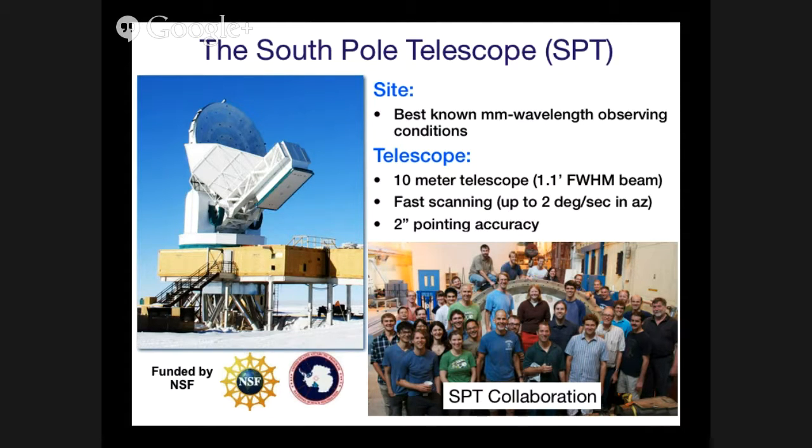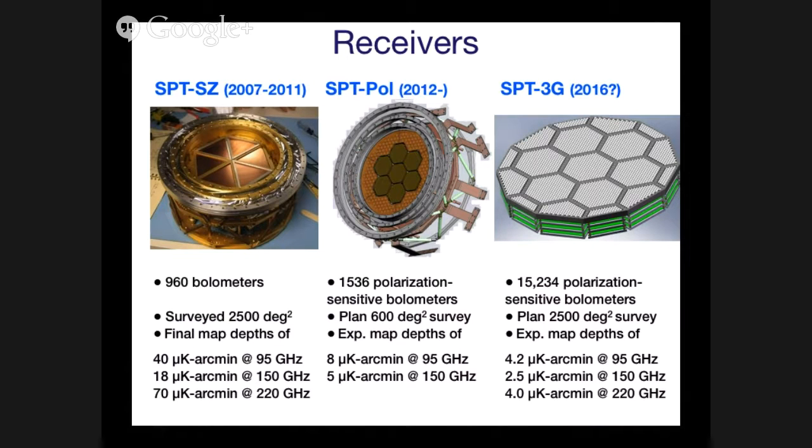You can scan quickly, 2 degrees per second in azimuth, with about a 1 square degree field of view right now. This is a picture of the collaboration at our last collaboration meeting in Chicago, around 50 people. This metal piece actually is part of the telescope that we had to replace, the azimuth bearing, in 2009, because it broke and we had to put in a new one. We've put 3 receivers on the telescope so far. The first one, SPT-SZ, is the one that you've probably seen the most science results from with this telescope. SPTpol is observing right now, and SPT-3G is planned to observe in a couple of years. Now, SPT-SZ was built at the UC Berkeley NanoFab facility, and has about 1,000 detectors.